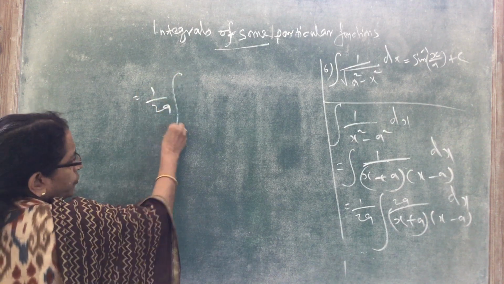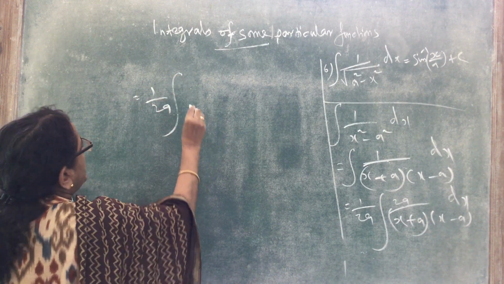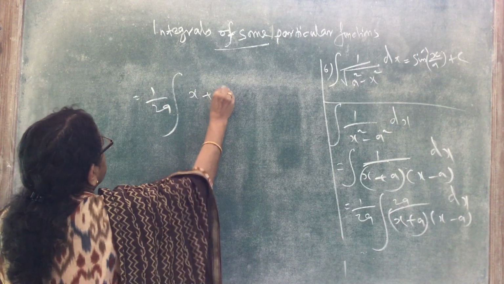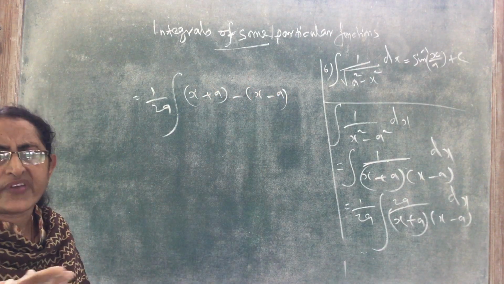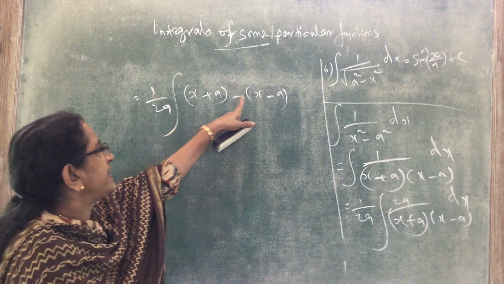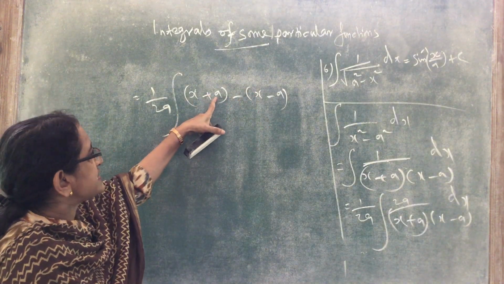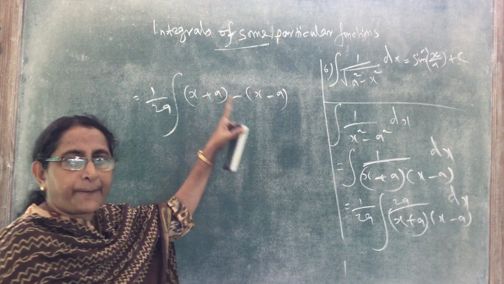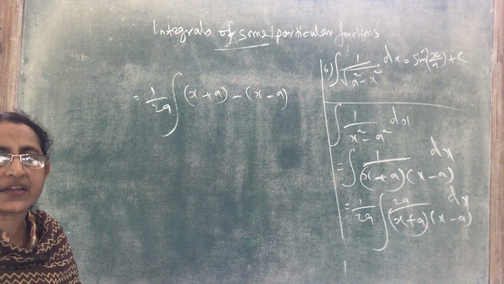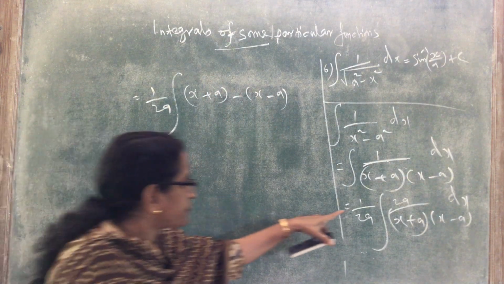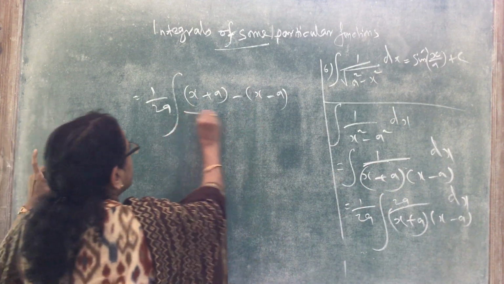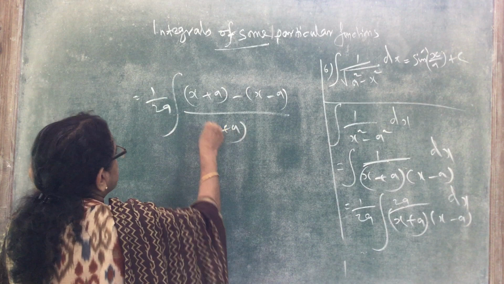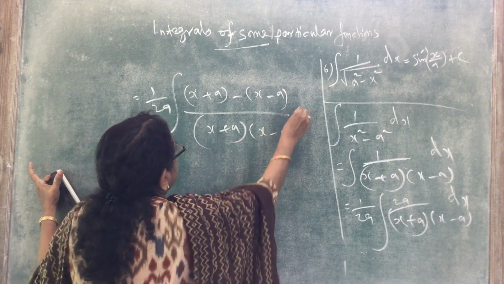One by 2a into integral, instead of 2a we write x plus a minus x minus a. What is x plus a minus x minus a? When we open the bracket, x minus x cancel, a plus a, so 2a. When we open the bracket, we get only 2a. So instead of 2a we can write x plus a minus x minus a, whole divided by x plus a into x minus a dx.